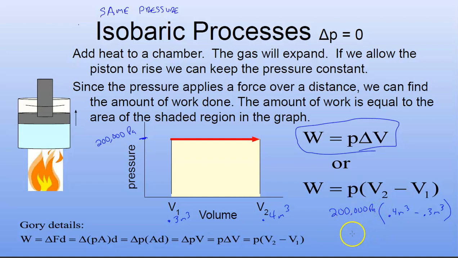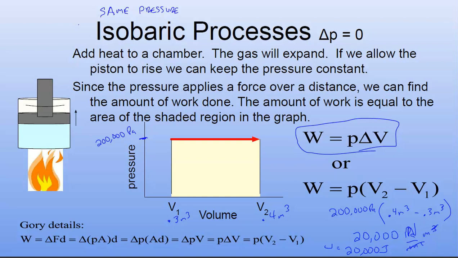Multiplying by 0.1 is going to take a 0 off. So I get 20,000 Pascal cubic meters. And of course a Pascal is really a Newton per meter squared. So the meter squared here cancels 2 of these. I get a Newton meter, and a Newton meter is a joule. The work that I just got out of that is 20,000 joules of work. Okay? So that's pretty good. We just got some stuff done.